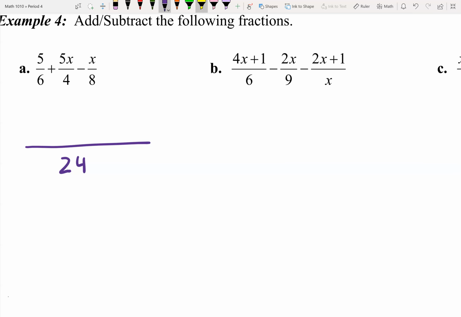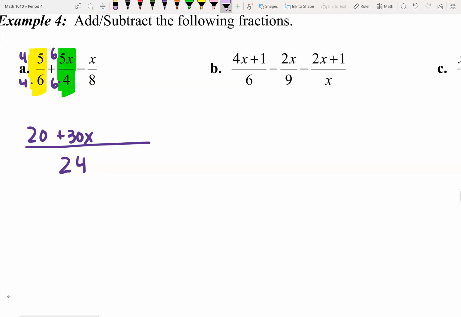Everybody watch this right here. Look at this first guy. The denominator is a 6, but I'm turning it into a 24. So 6 times 4 is 24. Then if I multiply the bottom by 4, I also have to multiply the top by 4. So now I have 5 times 4, which is 20. Okay, let's do the next one. That denominator is a 4. What do I multiply by 4 to get 24? A 6. So 6 times 5x is 30x.